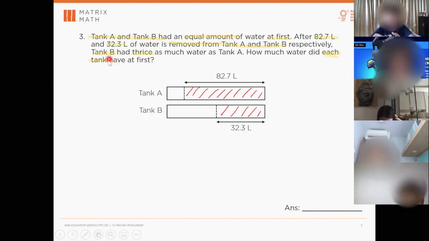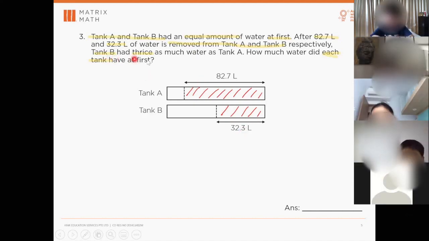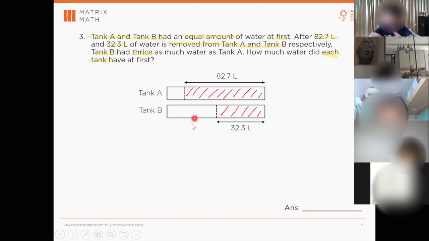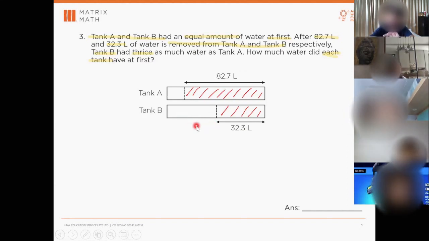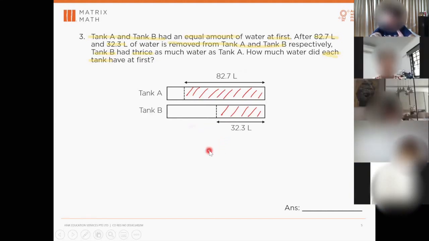So now if you read on, they say in the end, tank B had thrice as much as tank A. So if tank B had thrice in the end, what do I do with tank B's leftover here? Sarah, you want to tell me what I do with this? Make it into 3 units. Yes, you just cut it into 3 equal units.